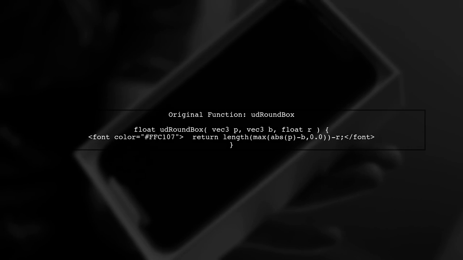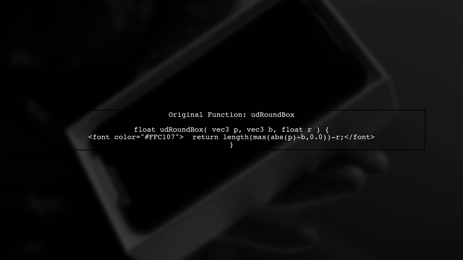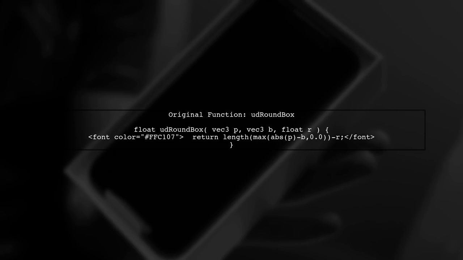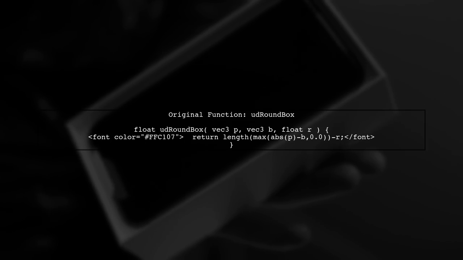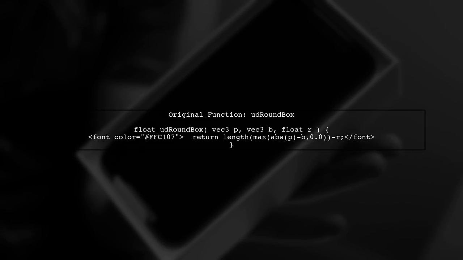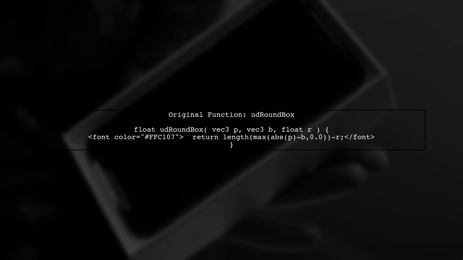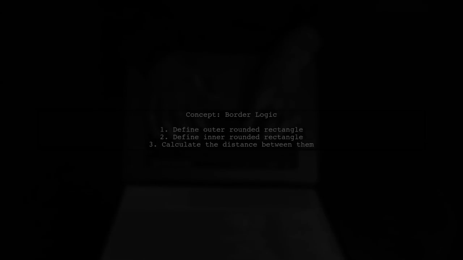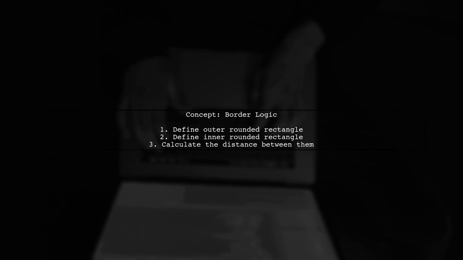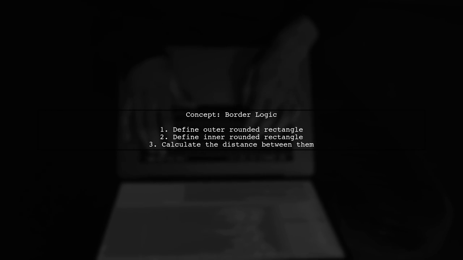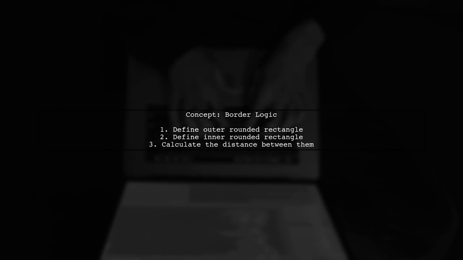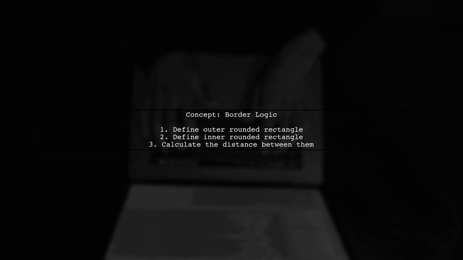To create a bordered rounded rectangle in GLSL, we need to modify the existing function for a filled rectangle. Let's start by understanding the original function. This function calculates the distance from a point to the edge of a rounded rectangle. To create a border, we need to adjust the logic to define an outer and inner shape.